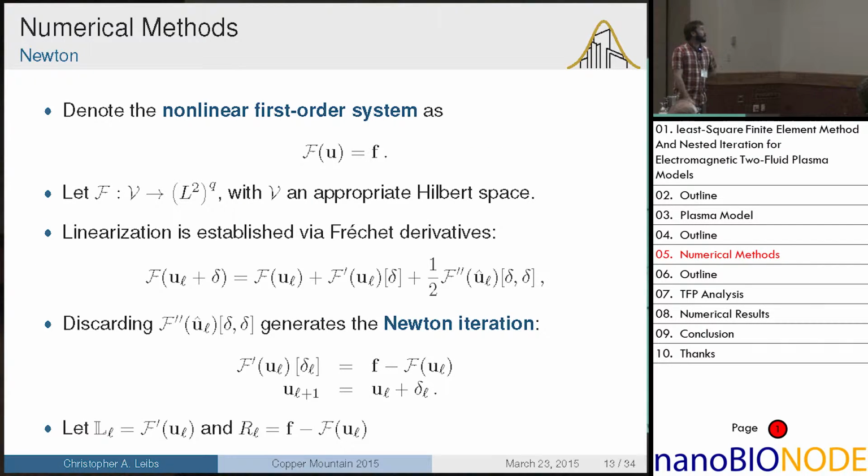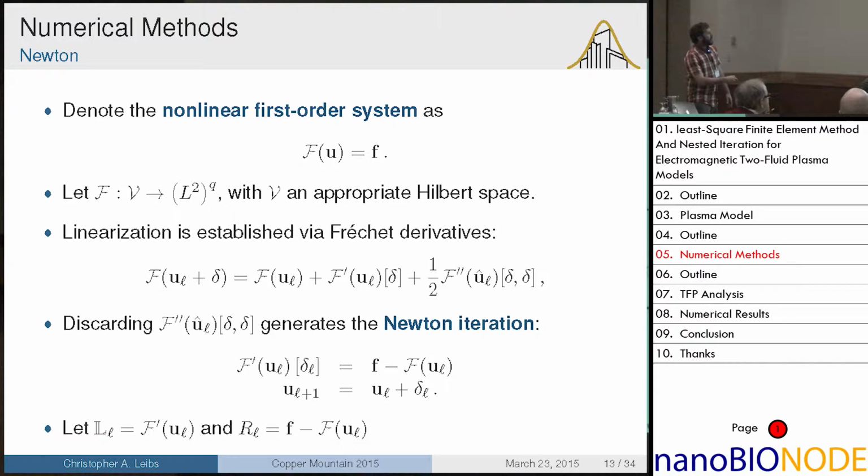So we'll hit really quickly on Newton's method again. What we have there is a nonlinear first-order system, and our two-fluid Darwin system is of that form already, where we have F of u equals some right-hand side f, where we take F mapping from V to L^2 to the Q, where Q is the number of equations, and V is some appropriate Hilbert space. We linearize with Fréchet derivatives, or Gateaux. I don't want to get into that debate right now. So you take one of those types of derivatives, Fréchet or Gateaux, whichever you want to call it, you end up with this, and of course you drop off that second-order derivative. This naturally leads to the standard Newton iteration.